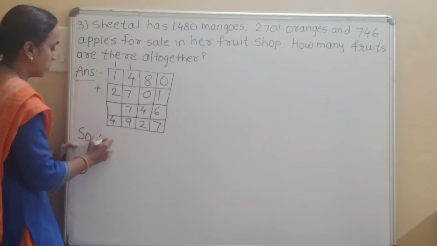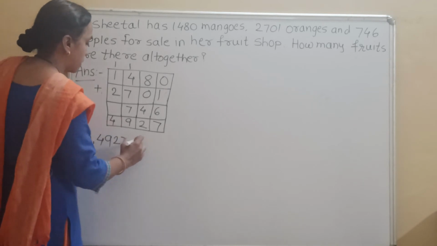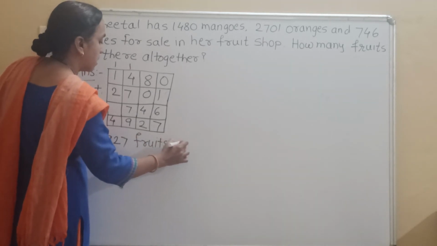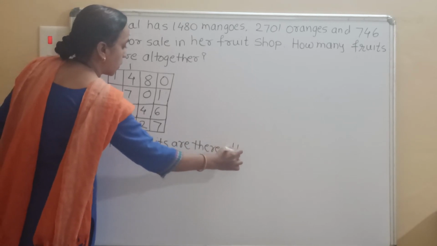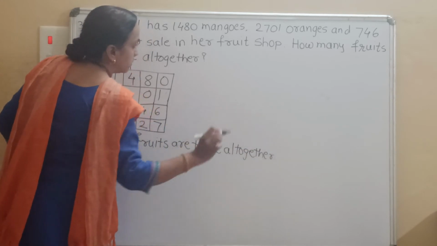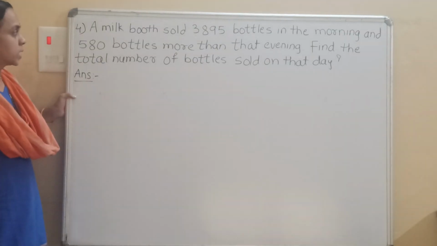So you have to write: 4927 fruits are there. Write it in your notebook.